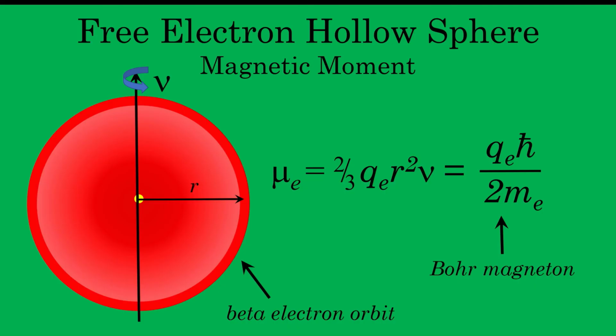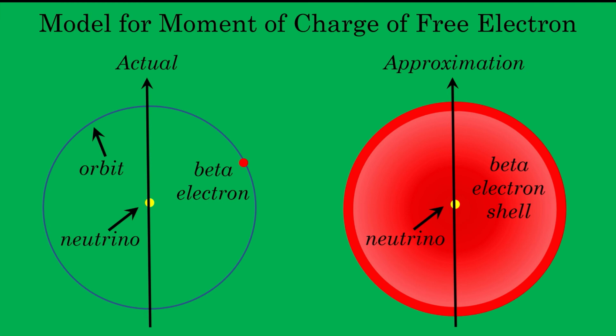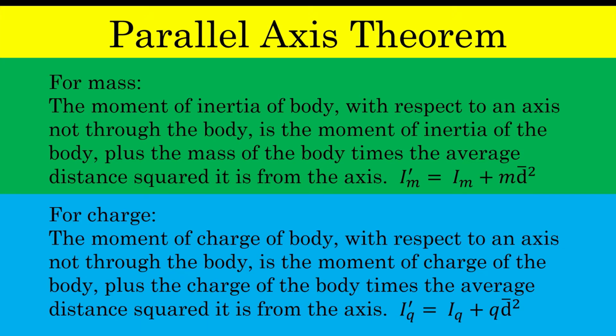The Dirac G factor of 2 produces the Bohr magneton as the electron magnetic moment, which corresponds to the thin shell sphere approximation of the electron moment of charge. To get the actual magnetic moment, we must calculate the moment of charge of the beta electron orbiting the neutrino, not the hollow sphere it approximates. To do this, we use the parallel axis theorem. The parallel axis theorem states that the total moment of inertia of a body with respect to an axis not through the body, I prime, is the moment of inertia of the body plus its mass times the average distance squared it is from the axis.